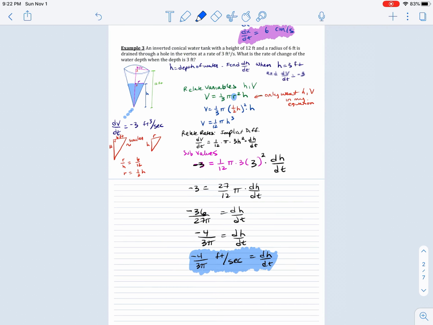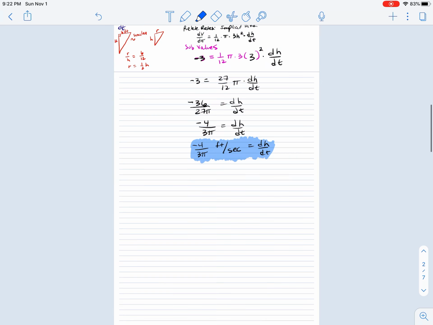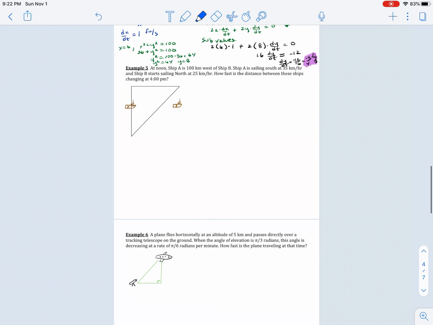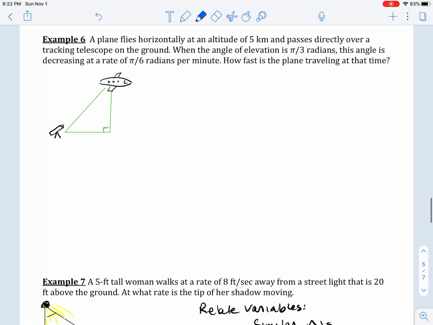Good, so I hope you can see that the process is still the same. In the examples that we have gone over, you're given data and you're given a rate and asked to find another rate. So draw the picture, label the variables, take a look at the picture, and establish a relationship between the variables. Good. Once you relate the variables, you're given rates of change for some and asked to find the other rate of change.